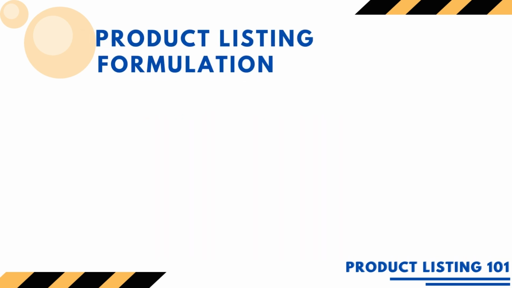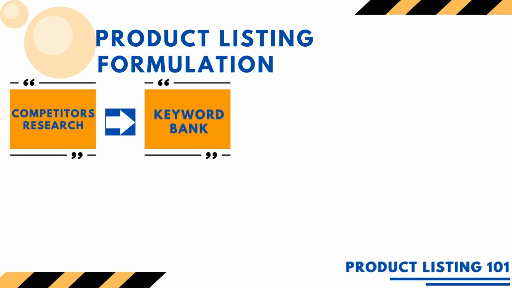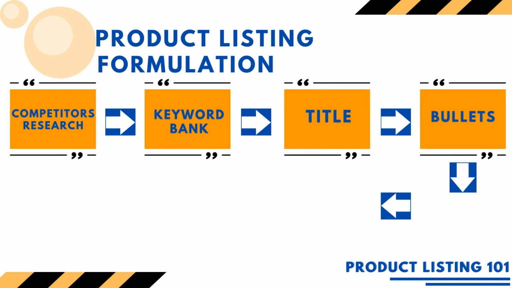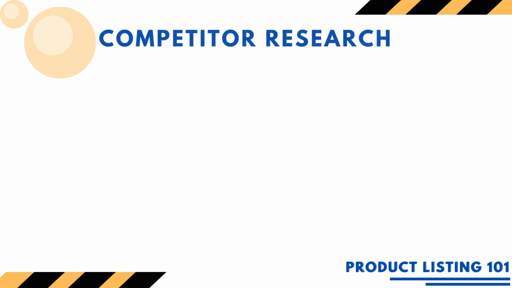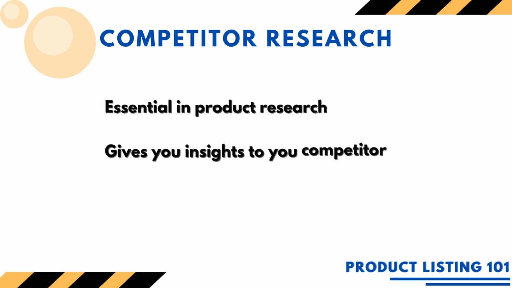Product listing formulation is composed of competitor research, your keyword bank, the title, bullets, product description, and back-end search terms. Competitor research is essential in product development. It gives you insights into how they list their product, how they perform in the market, and what things are to be done in enhancing your product to address consumer satisfaction.